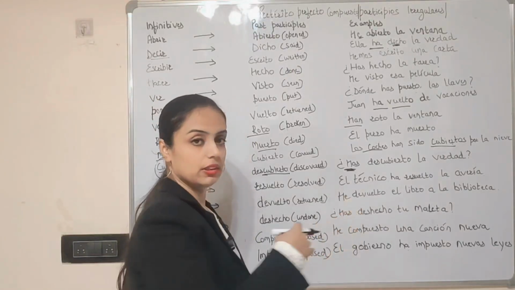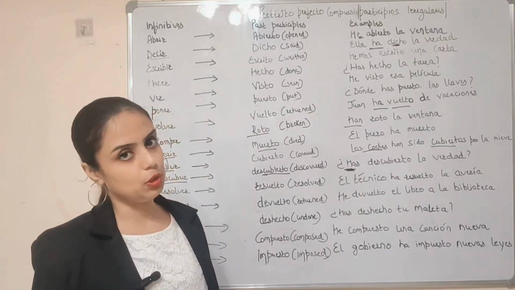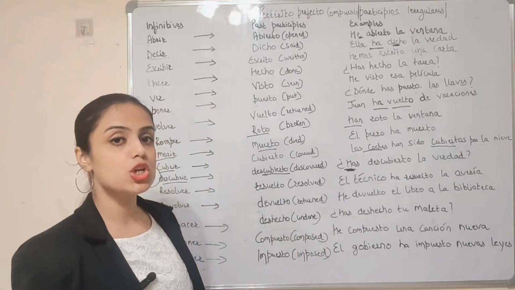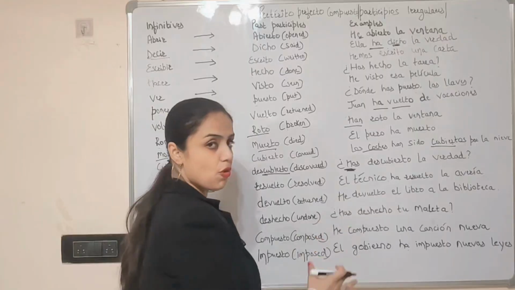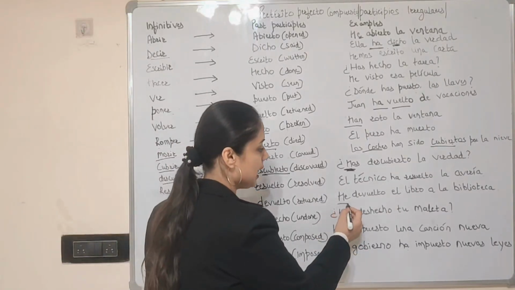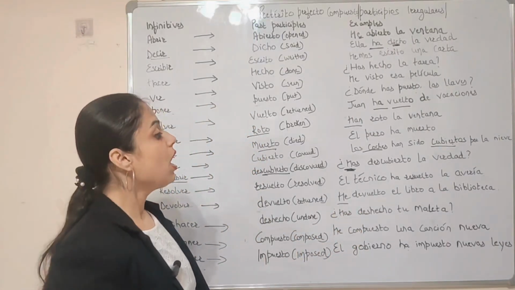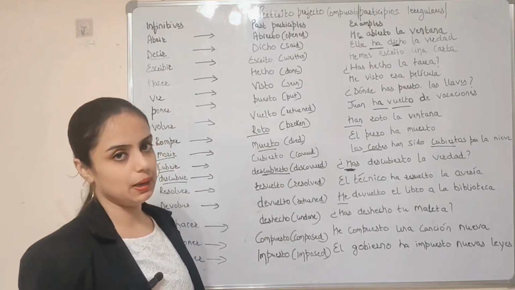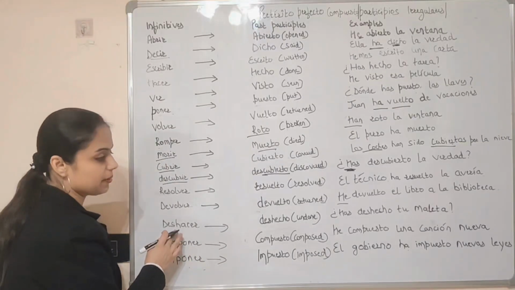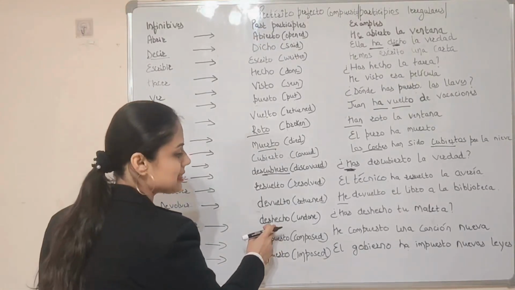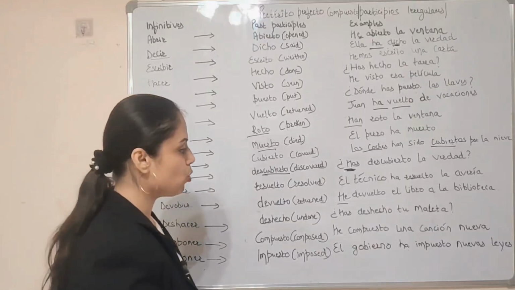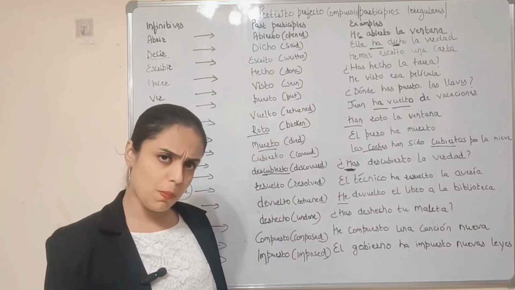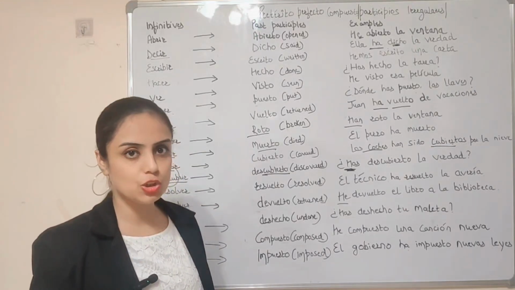Por ejemplo, he devuelto el libro a la biblioteca. Biblioteca means library. Because we are talking about the yo form of haber, we have used he. So he devuelto el libro a la biblioteca. That means I have returned the book to the library. The next one is deshacer. The past participle is deshecho, which means undone. Por ejemplo, has deshecho tu maleta. That means have you unpacked your suitcase.